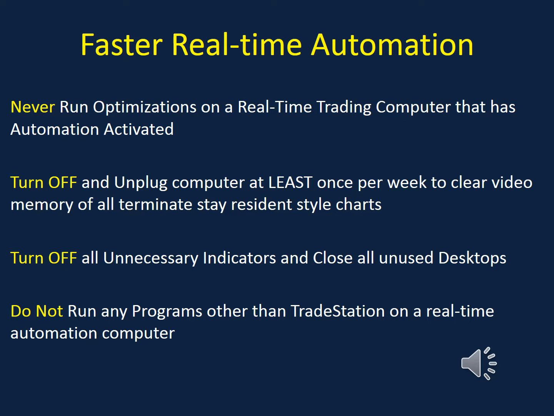A third thing is turn off all unnecessary indicators and close all unused desktops. If your indicators are updating on every tick, make them update every minute or something, and keep that processor from being used for stuff that you really don't need when you're trying to have real-time execution. And lastly, don't run any programs other than TradeStation or Ninja, whichever one, on a real-time automation computer. It makes so much sense because Windows is designed that whatever program you're working on is at the forefront, and it has the resources of your computer. So these 4 points should help you both in your optimization process and in your real-time automation.